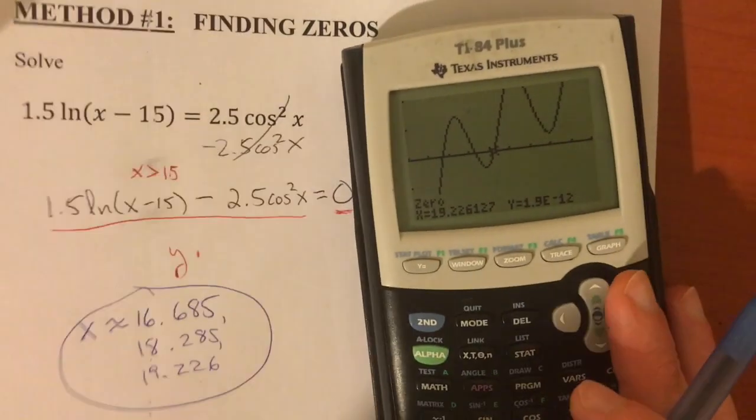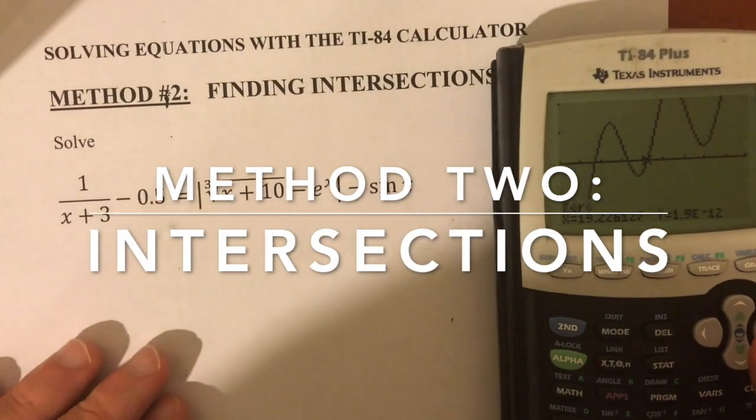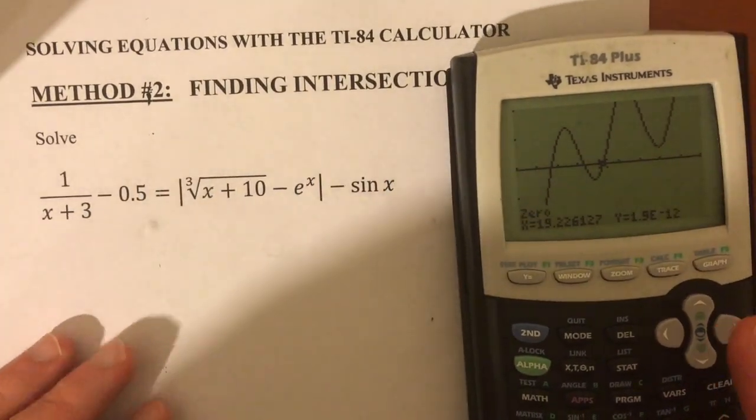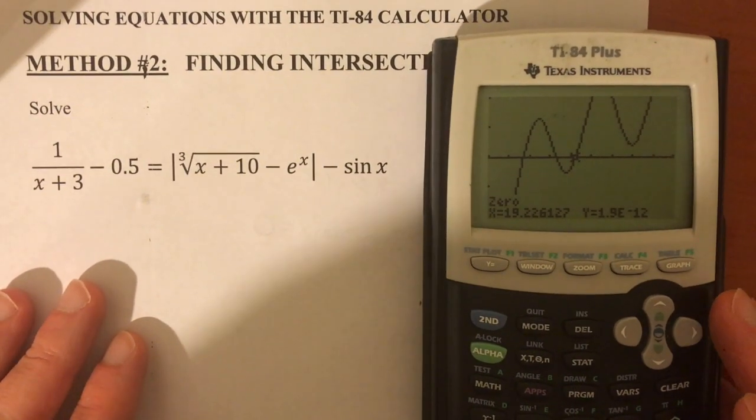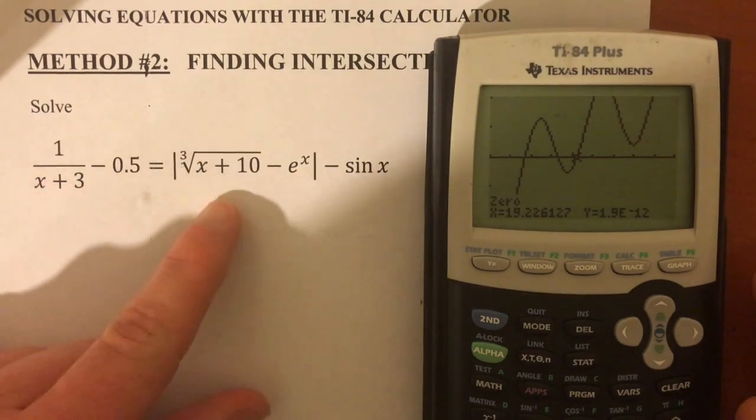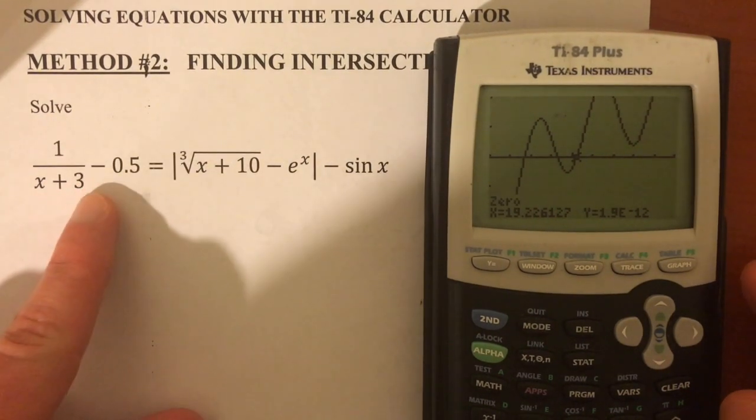So let's talk about the second method, which is actually, I think, the better of the two, but it's good to be comfortable with both features because, believe it or not, sometimes one just works better than the other. You know, technology is not perfect. So we're talking about where does this equal this.